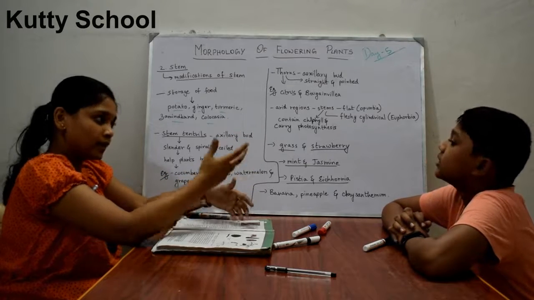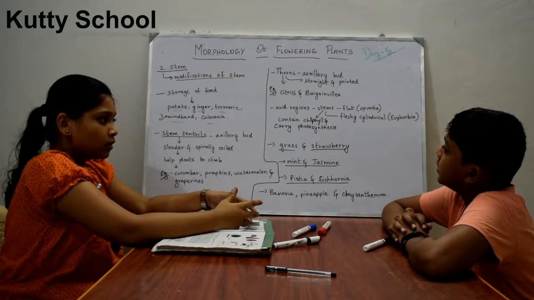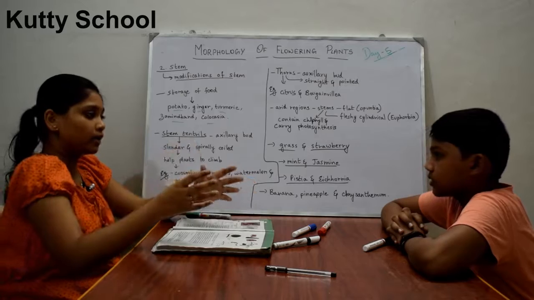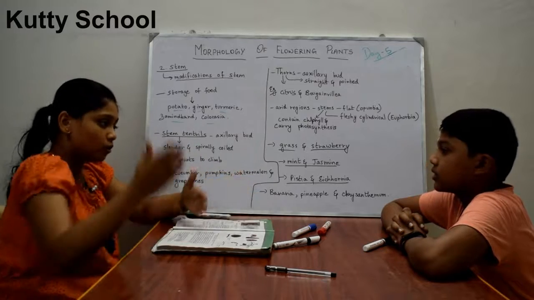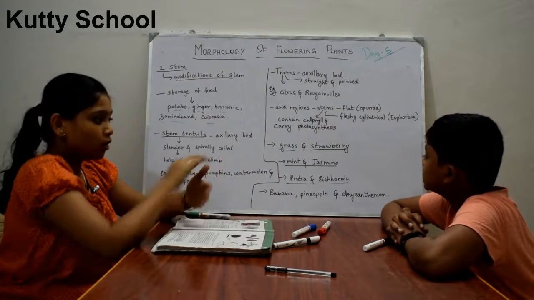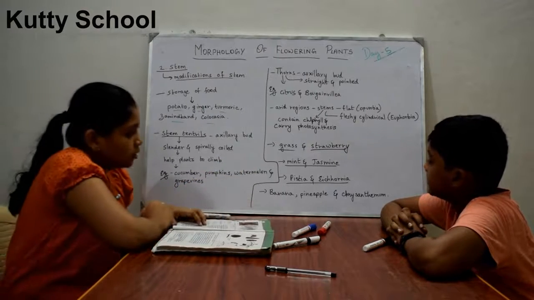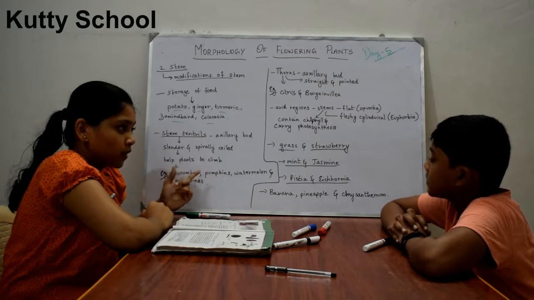In banana it is not like that. In banana, one plant will be here, and if you cut the other plant and grow it separately, it will grow, but it will not develop like that. It will not grow underground. So grass and strawberry can grow underground, and these are two examples of that kind of plants.